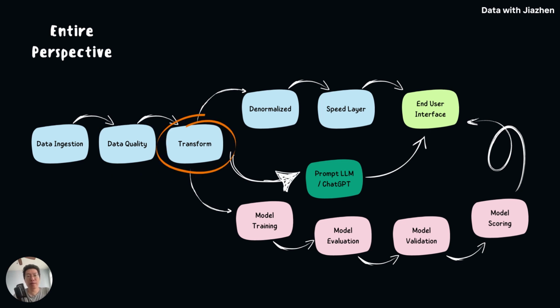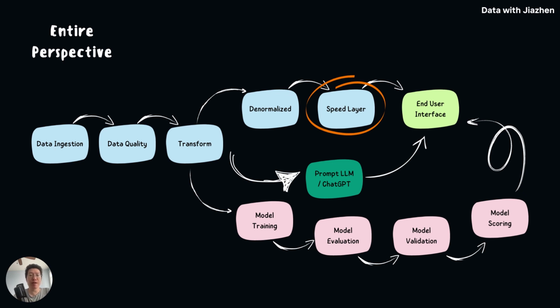Next, we will focus on the data transformation, which involves various tasks such as cleaning, joining, and implementing the algorithm. After transforming the data, we might need to normalize it for a traditional database or denormalize it for faster performance. By reducing the joins, we can significantly speed up the data fetching process.